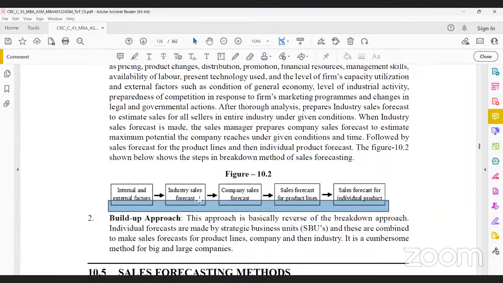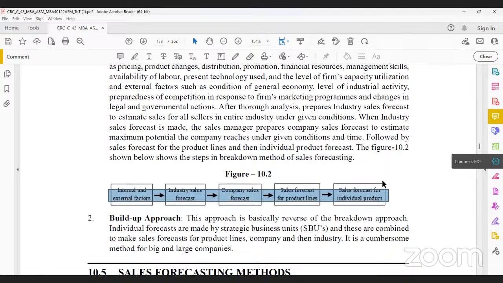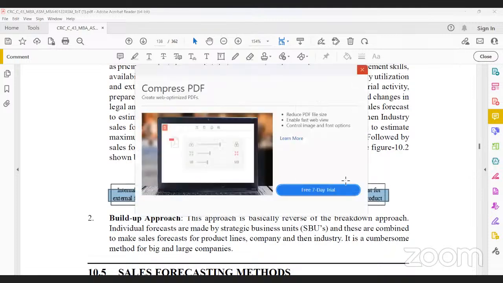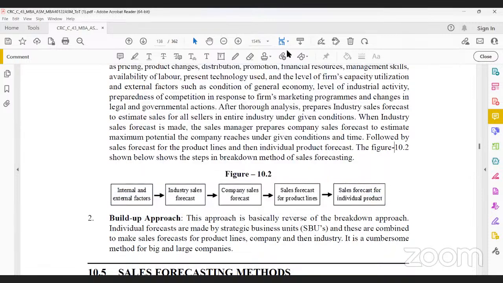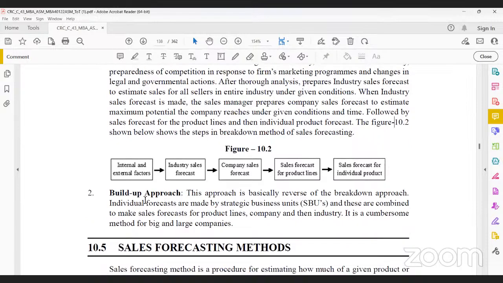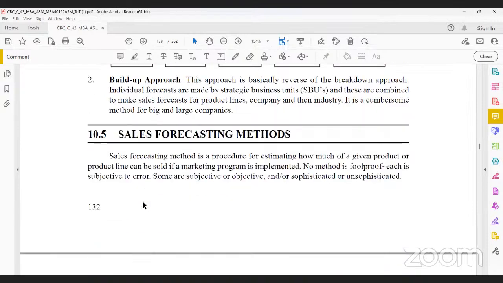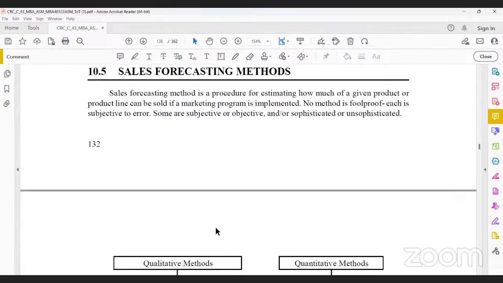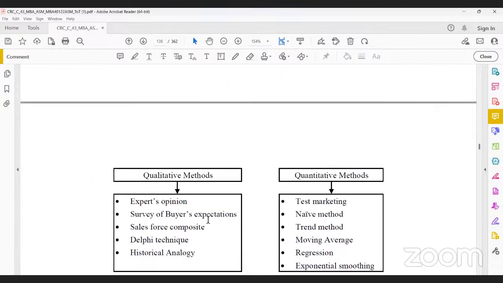Another approach is the build approach. The build approach is basically the reverse of the breakdown approach. See, this is like a sales forecast built up to all these. Now, the sales forecasting methods: how can the companies forecast the company's sales?